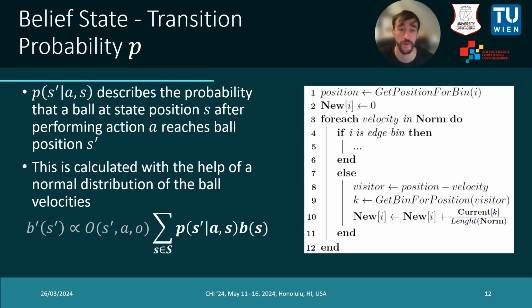I also want to briefly talk about the transition probability P, where we use a normal distribution of the ball velocities to calculate the chance that we get from state S to our target state S prime. On the right side, you can see the algorithm, how we update the belief state. Please have a look by yourself.